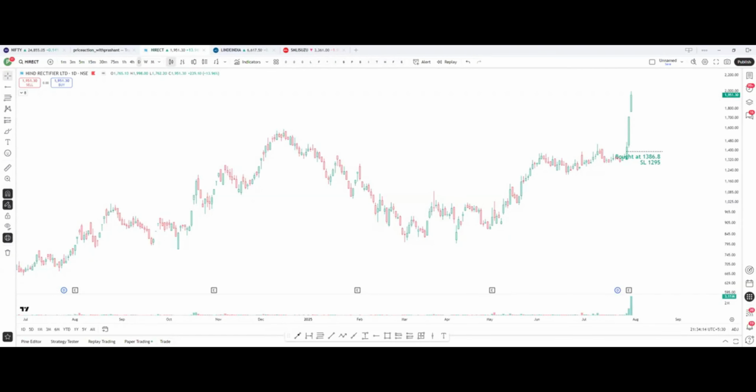Today we are going to discuss our new indicators and how I picked the momentum stocks. First we'll see the easy screener available on TradingView, from which I had selected Hirect. As you know, I had bought Hirect at around 1386.8. I had bought it on 28th July.